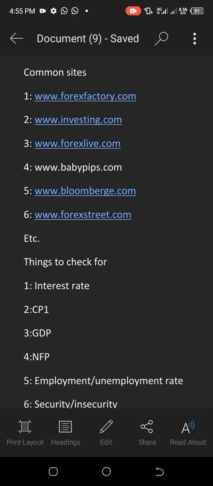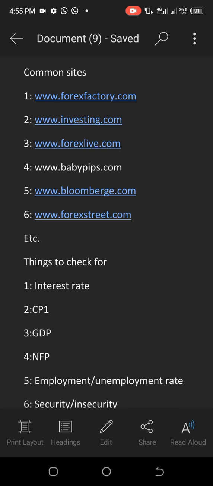But the truth is this: you do not need all to be profitable. For me, I recommend Forex Factory for you, investing.com for you, and Babypips for you. So these three are okay for you: forexfactory.com, investing.com, and babypips.com.